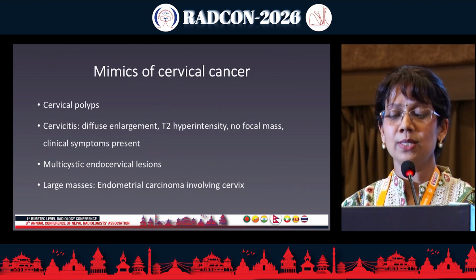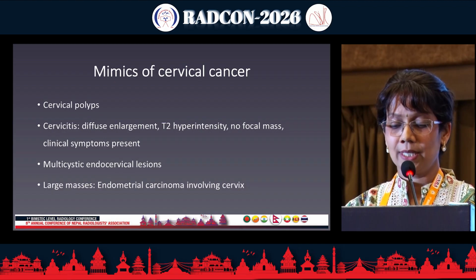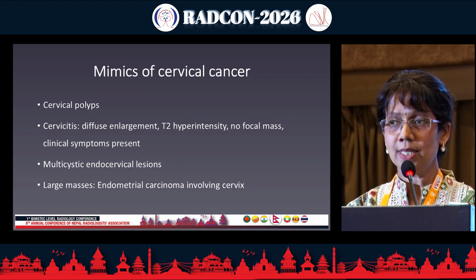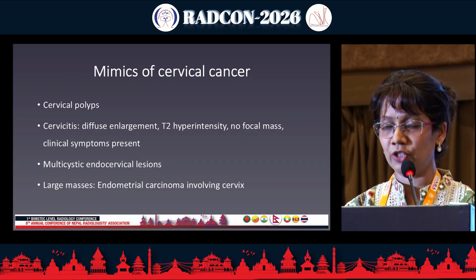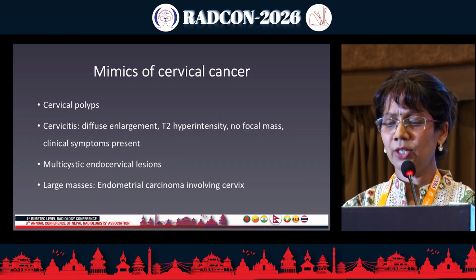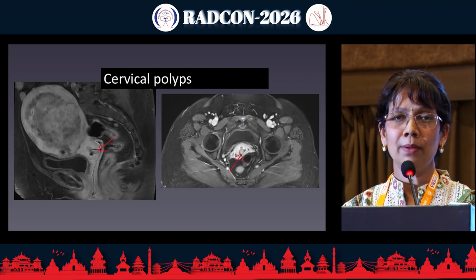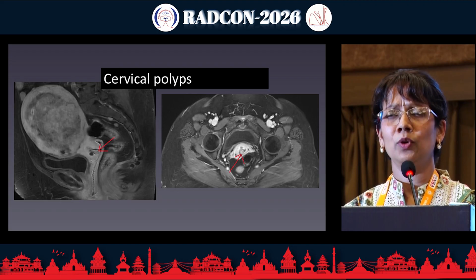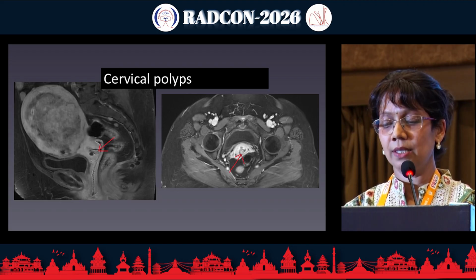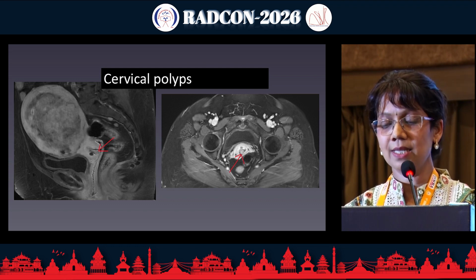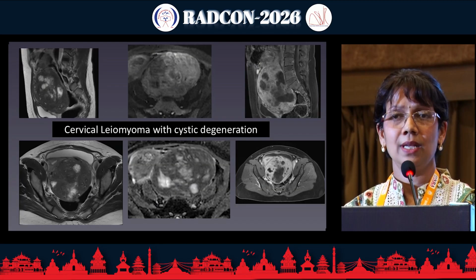So coming to the mimics of cervical cancer, there may be cervical polyps. These polyps are homogeneous. They are attached to the cervical wall, or the endometrial wall if they are actually endometrial polyps, and they do not tend to show restriction. A cervical leiomyoma may have variable appearance depending upon the type of leiomyoma it is, and it may even encase the cervix.